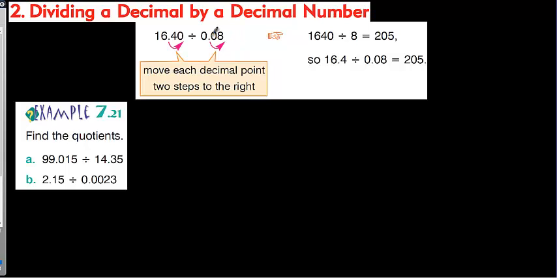I have to move the decimal point 2 units right. Then the number becomes 8. And if I move this one 2 units right, then I have to move the second one 2 units right, and the question becomes 1640 over 8, and that's equal to 205. And I'm going to do the same operation here. Same operation here.